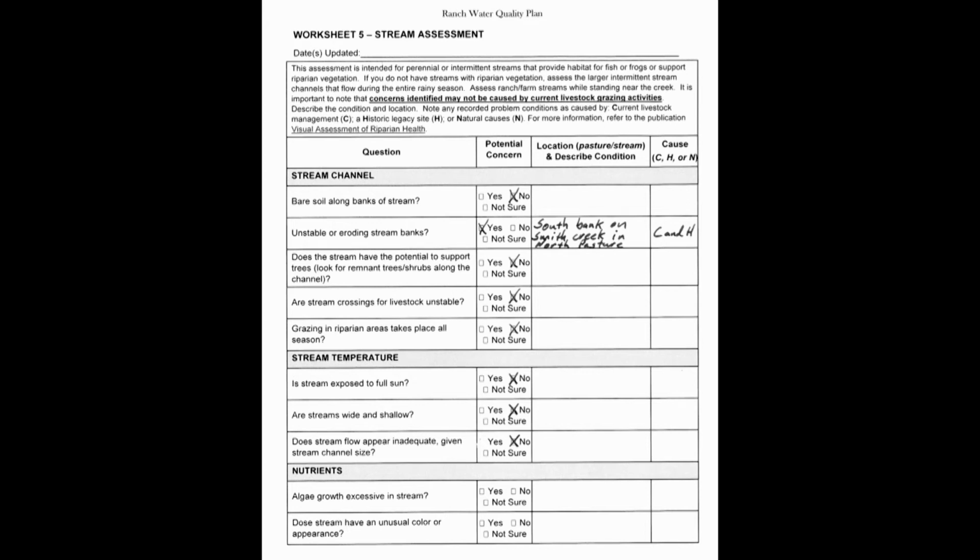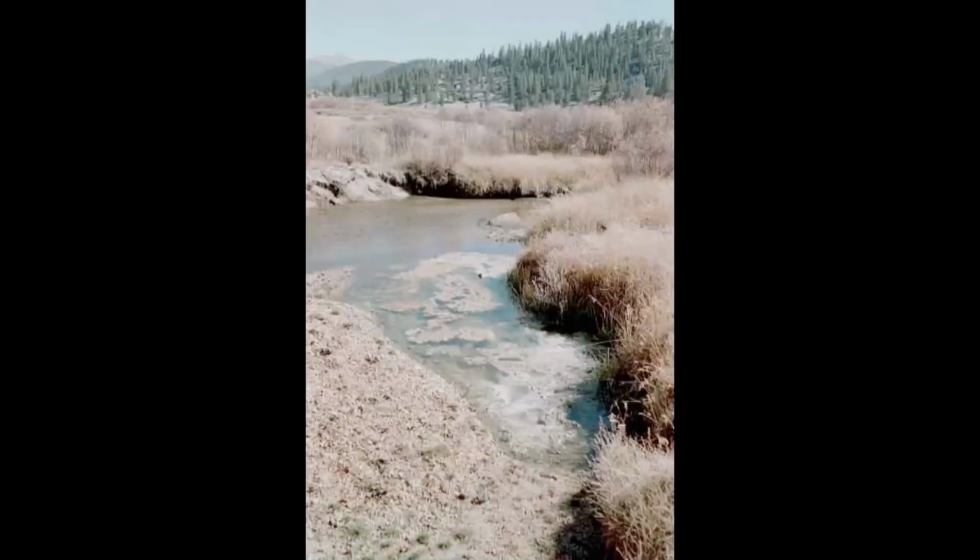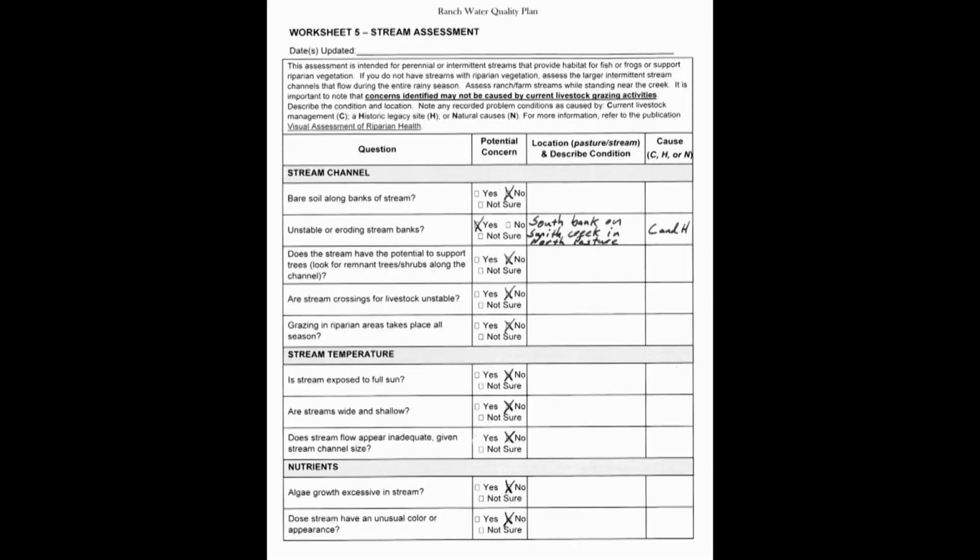The last section of the worksheet is evaluating your stream nutrient concerns. The questions are, is there excessive algae growth, such as in this creek here, and is there an unusual color or appearance to the water? These conditions can indicate that nutrients are being delivered to the stream. For this creek, it's during the late part of the season when stream temperature is potentially higher and you have less water flowing, and so you have more nutrients causing the algae bloom. Again, complete the worksheet for these questions as accurately as you can, keeping in mind your responses are to help with the next steps in your plan.